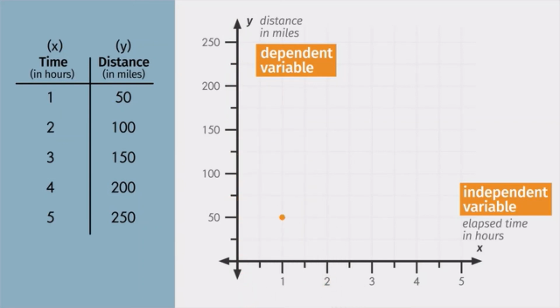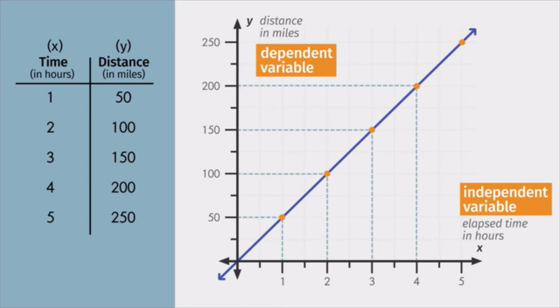Now plot the points from the table onto the graph using the ordered pair, hours, and miles. Notice how the graph is a perfectly straight line. Notice that for every hour, the pigeon flies an additional 50 miles.